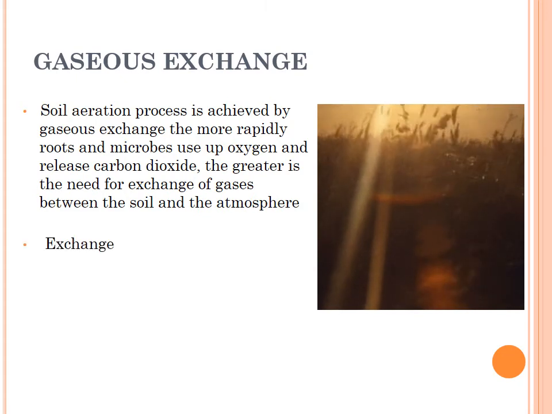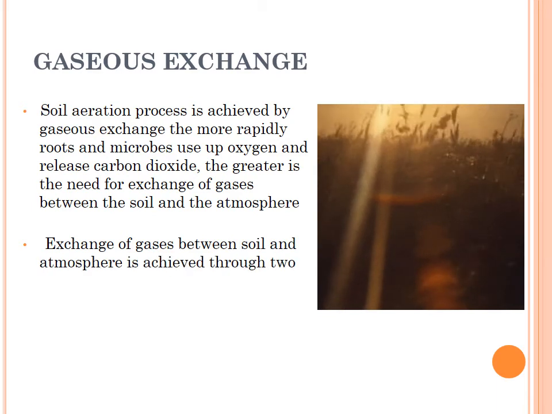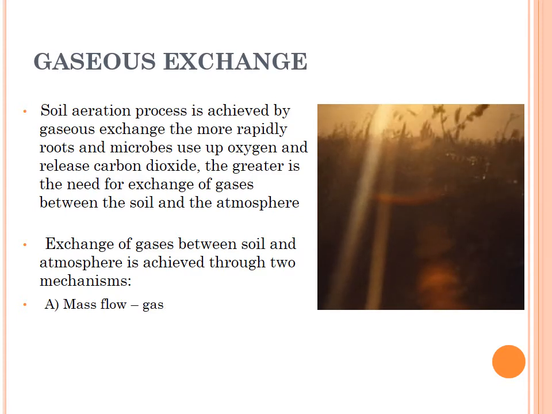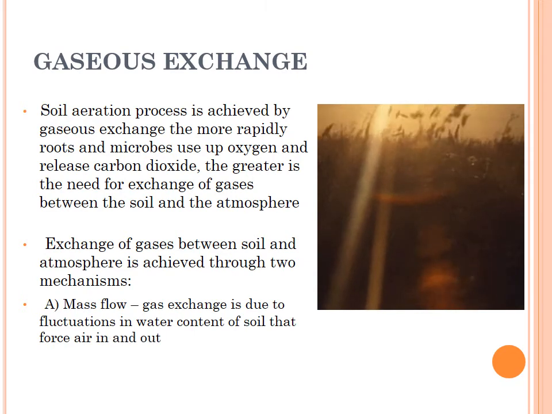Exchange of gases between soil and atmosphere is achieved through two mechanisms. First is mass flow, in which gas exchanges due to the fluctuations in water content of soil that force air in and out. And the second is diffusion, in which gas exchange is by partial pressure.